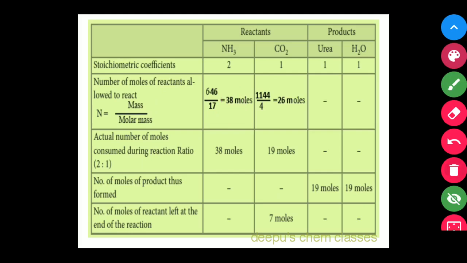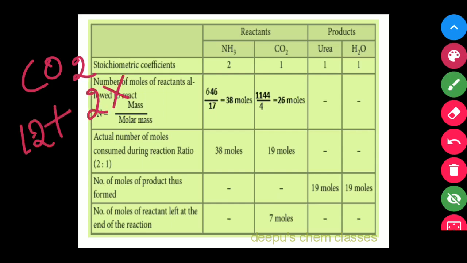Then for carbon dioxide, in a similar way you have to find the molar mass. For carbon the atomic mass is 12, per oxygen atom it is 16. For 2 oxygen atoms it is 2 into 16. So 12 plus 32, how much?